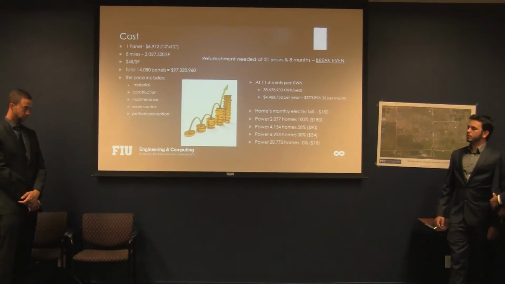So yeah, it might seem a little bit expensive at first, but in less than 22 years, the road would pay for itself. You might wonder how. Well, right now in South Florida, the electric bill goes for about 11.6 cents per kilowatt hour. That's about $373,000 per month. So our average monthly bill is $180, and we could potentially power 2,000 homes 100%. That's how we would break even in less than 22 years.